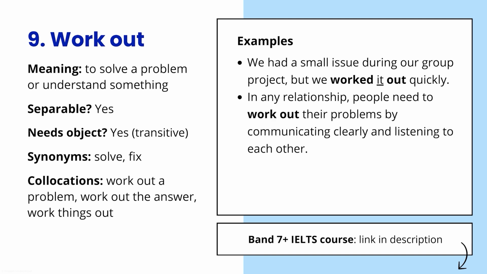Here's one more example. In any relationship, people need to work out their problems by communicating clearly and listening to each other. So this simply means people need to fix or solve their problems. And note here that we've got work and out together. So work out is great for talking about solving problems, but just be careful because work out can also mean to exercise. For example, I work out regularly to stay healthy.